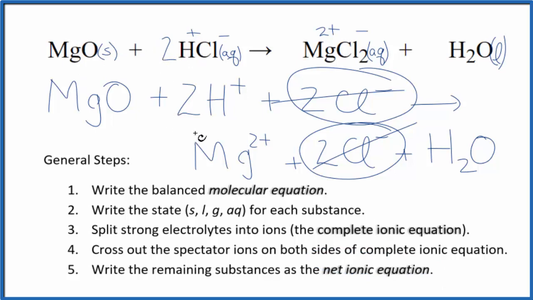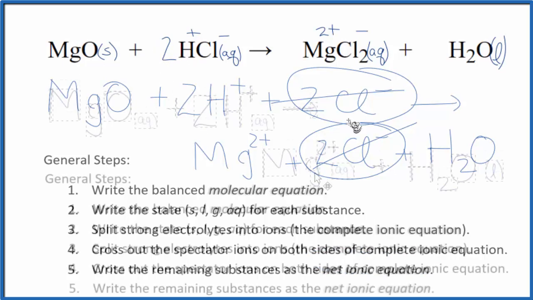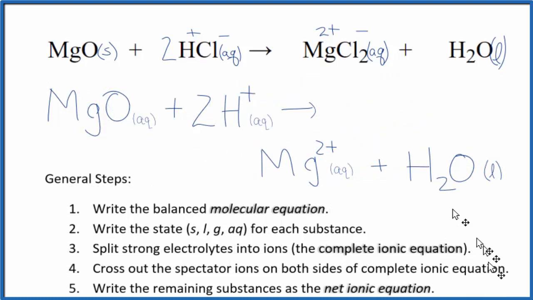I'll clean it up and write the states in. We'll have our net ionic equation. So this is the balanced net ionic equation for MgO plus HCl, magnesium oxide plus hydrochloric acid.